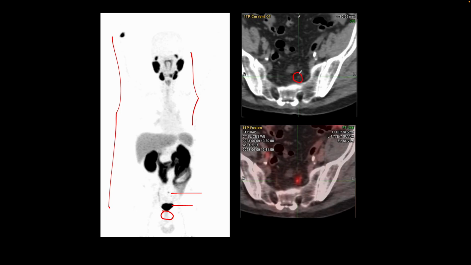This tiny 2 to 3 millimeter focus is where there was recurrence that was proven later, and this is the smallest focus that I have seen of confirmed metastatic disease from prostate cancer being picked up on a PSMA PET-CT.